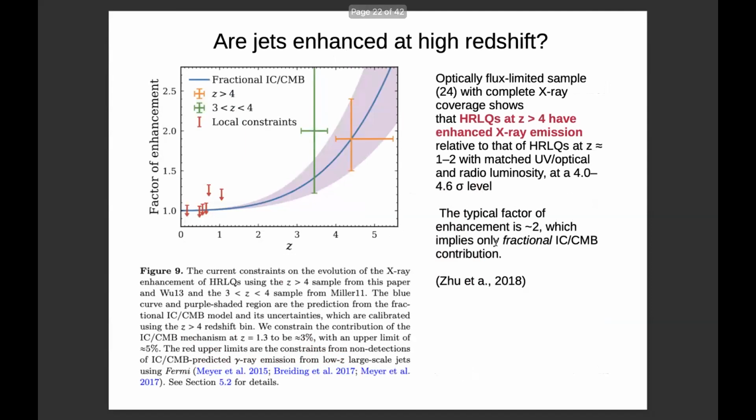And there are some really nice studies out of Neil Brandt's group that have looked at this. In fact, they find that although the X-ray enhancement at high redshift is not nearly high enough to say all the X-rays are coming from the ICCMB model, they do see an increase, which is consistent with maybe a few percent contribution. So what we're possibly starting to evolve towards is that the X-rays are synchrotron in most cases. We're not totally sure what's happening at high redshift.